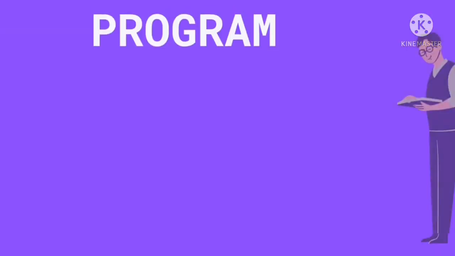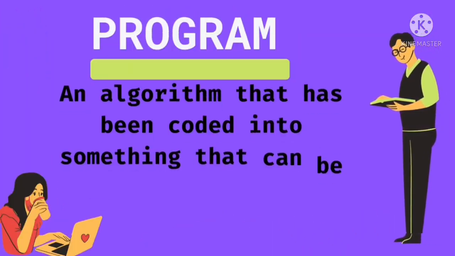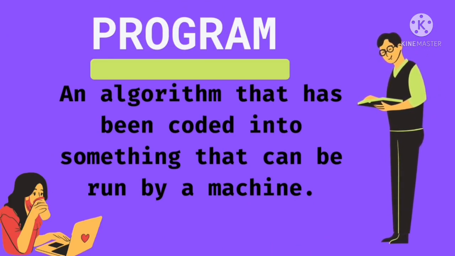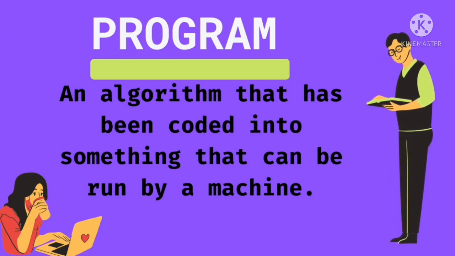And our last word for today's class is program. A program is an algorithm that has been coded into something that can be run by a machine. So a program is a set of instructions given to the computer. We can liken that to an algorithm that has been coded into something that can be run by a machine. Now let's listen to an overview of making sprites.